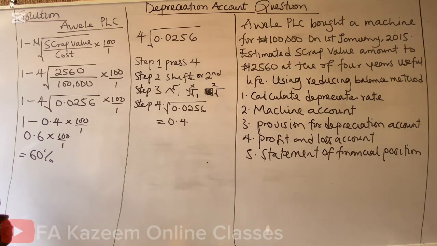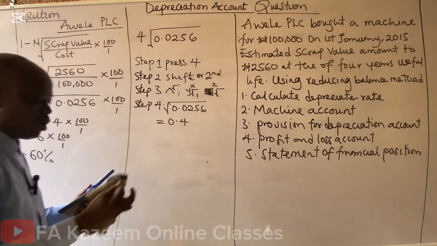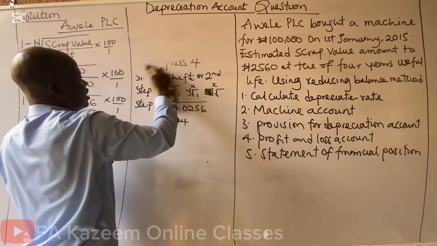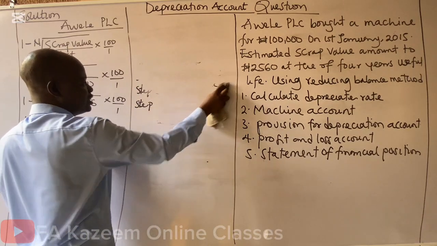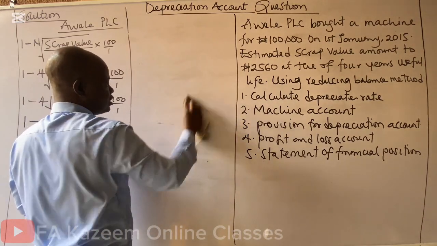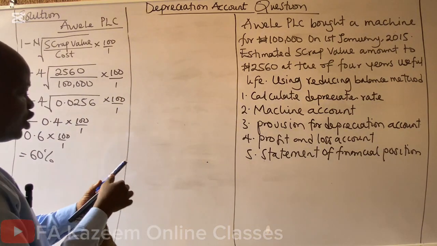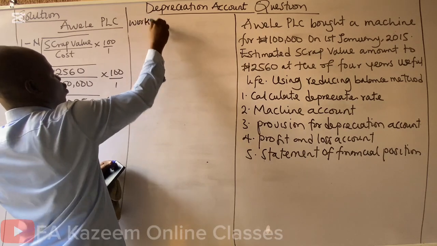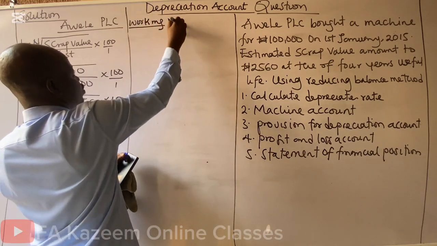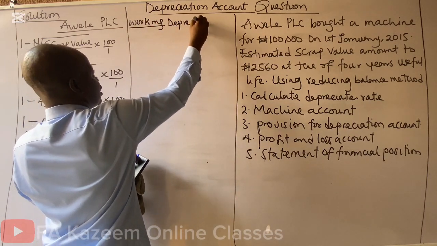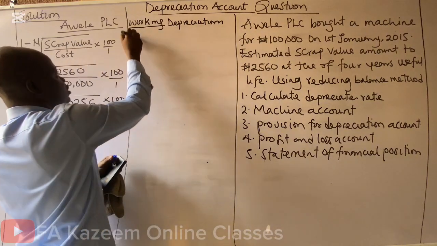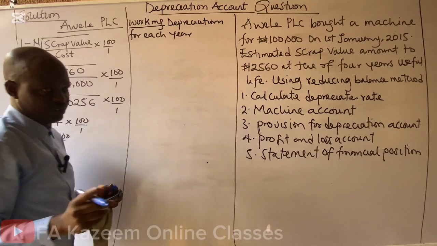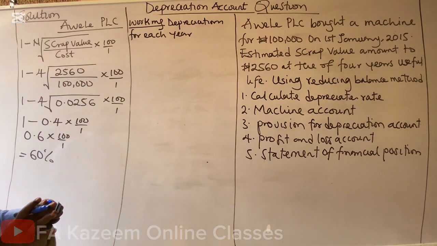Now, having gotten the rate is one problem solved. The next in the solution is for you to determine depreciation for each year. After this, you now show us what we call workings. This working is for you to determine your depreciation for each year. How do we do that? This is what we will do.